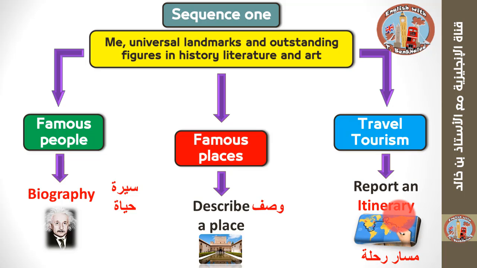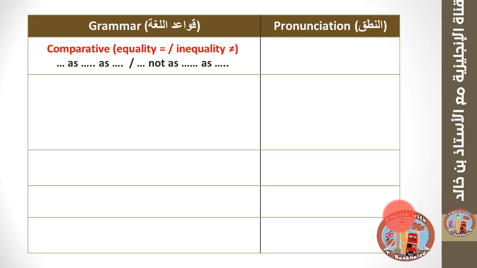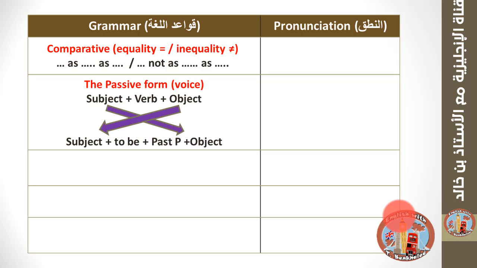And in the lessons, we are going to speak about grammar and pronunciation. In the grammar, we have comparative of equality, inequality. The passive form is when you have a sentence, subject, verb, object, and you change. The object becomes a subject, and the subject becomes object.